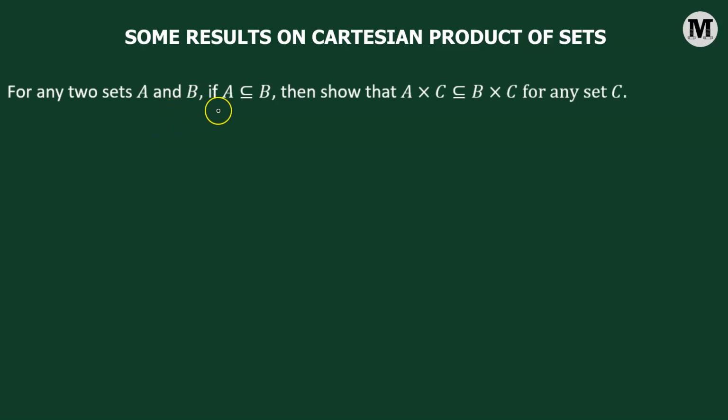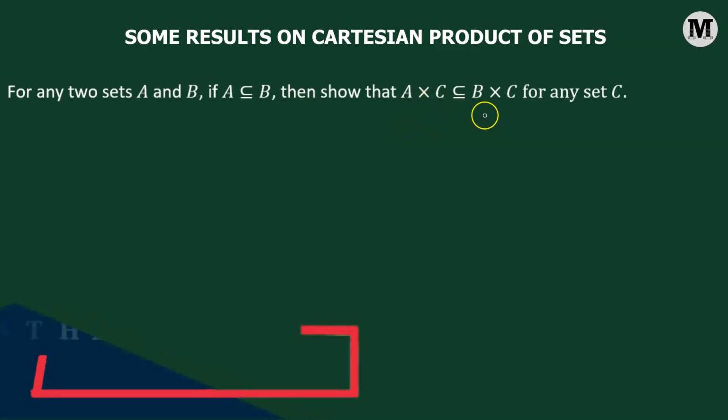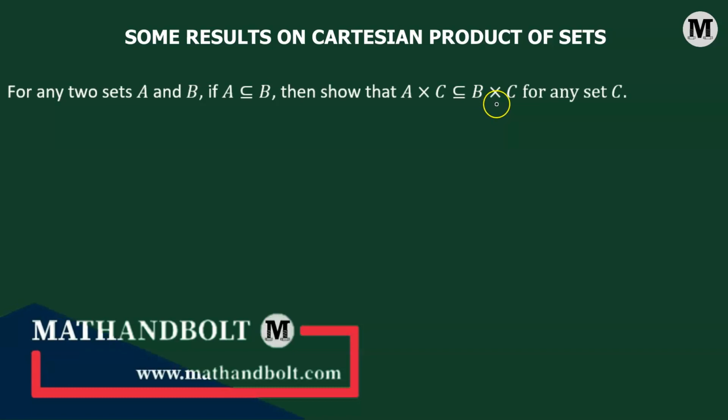For any two sets A and B, if A is a subset of the set B, then we need to show that the Cartesian product of A and C is a subset of the Cartesian product of B and C for any set C.